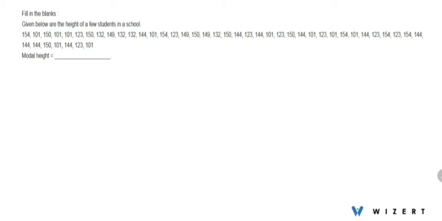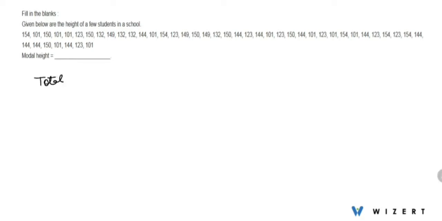Given below are the heights of a few students in a school. These are the heights and we have to find the modal height here. So modal height is the most frequently occurring height. So let us count the number of students with the corresponding height.